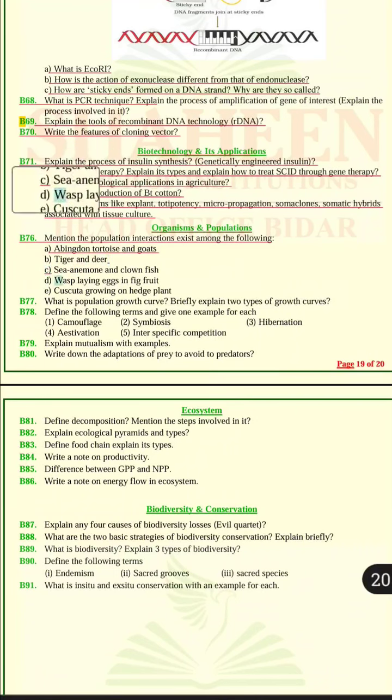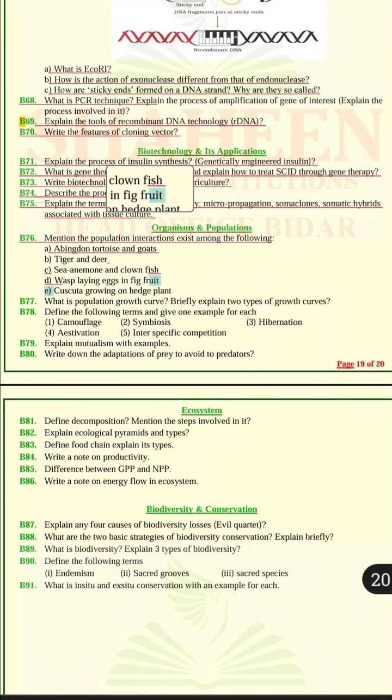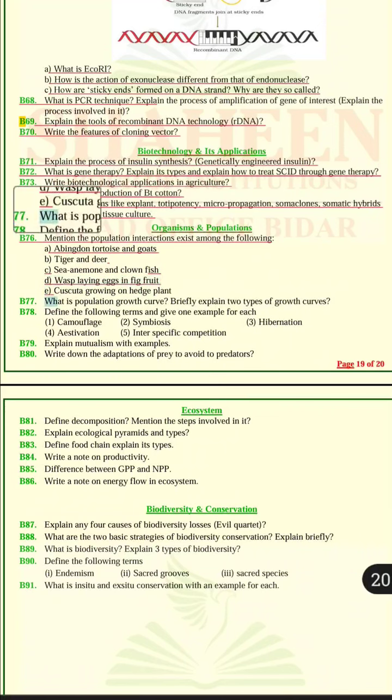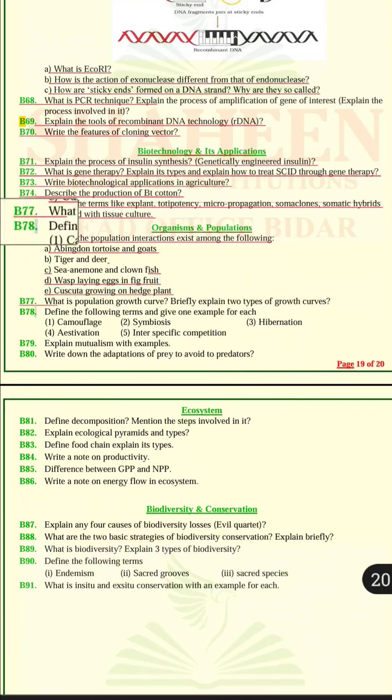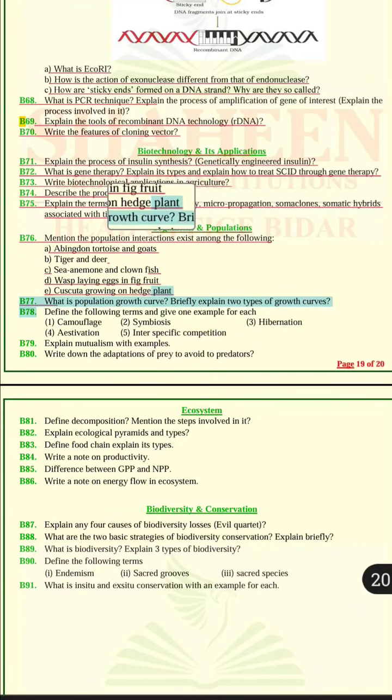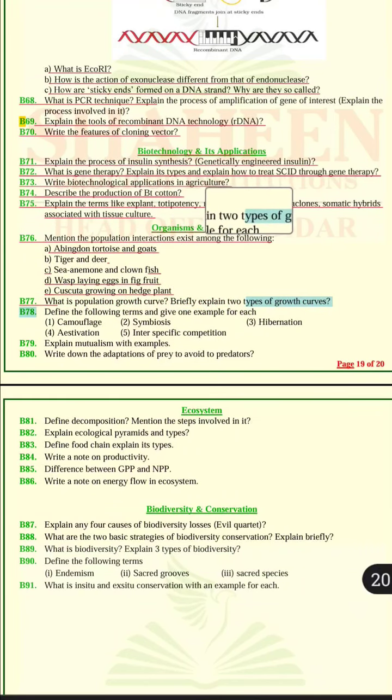Question number C is sea anemone and clownfish. Question number D, wasp laying eggs in fig fruits. Question number E, Cuscuta growing on a hedge plant. Question number 77, what is population growth curve? Briefly explain two types of growth curves.